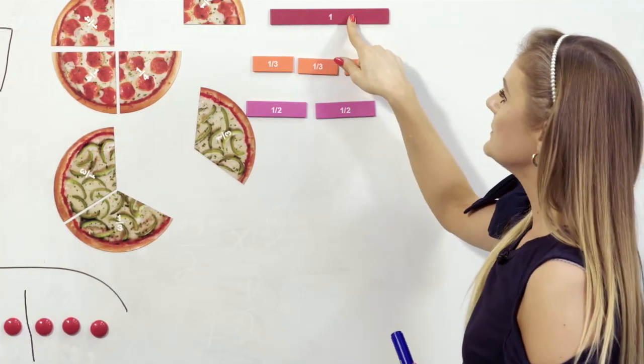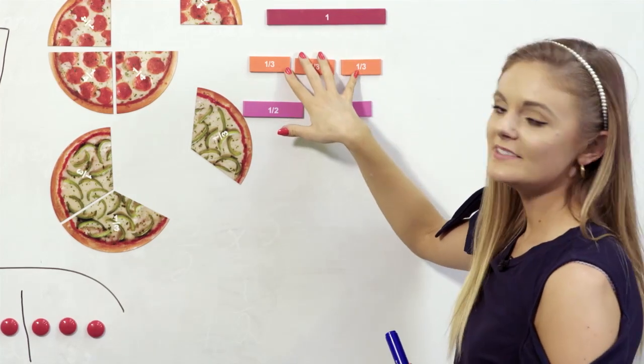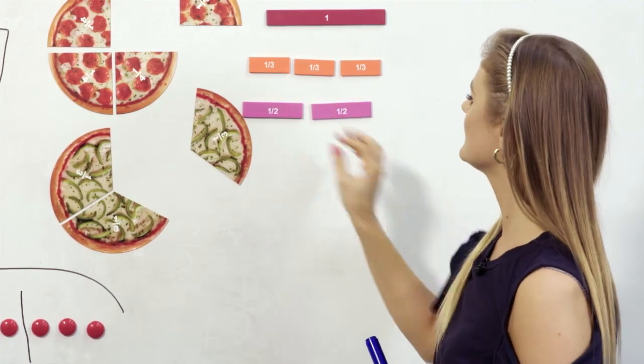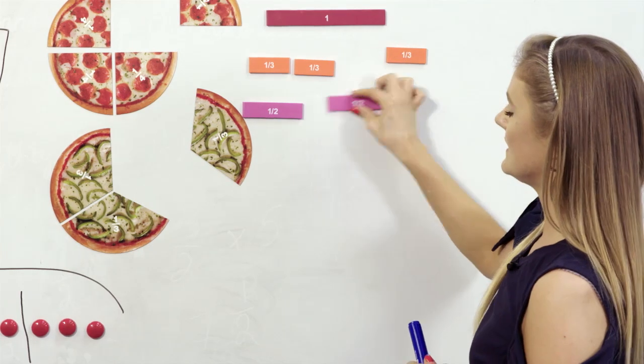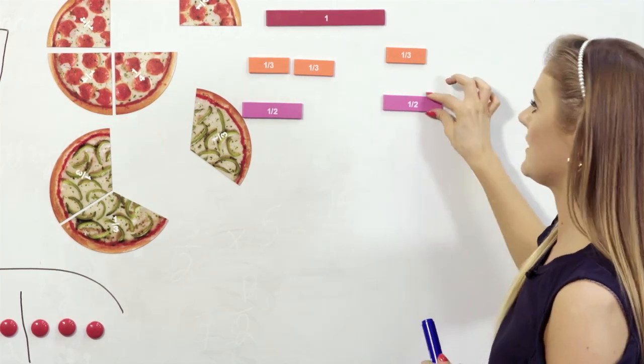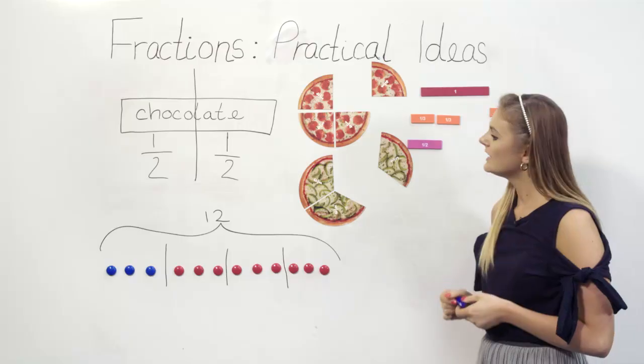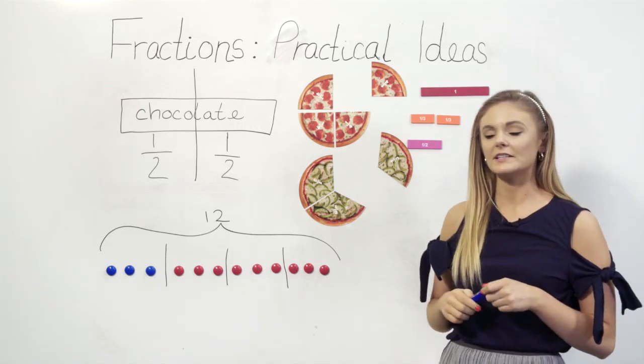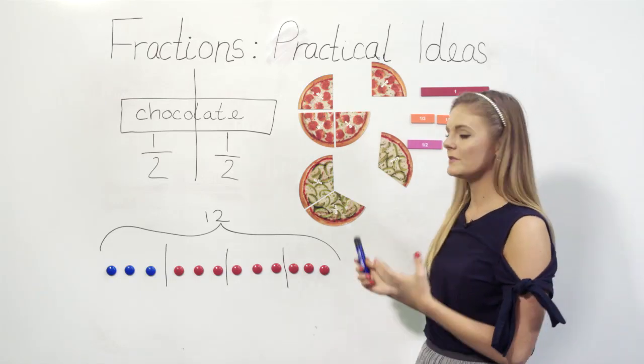Another way of comparing fractions using these resources is fraction strips. So here I've got a whole, and then I've got 3/3, and then I have 2 halves. Now if you just take away the third and the half, it's very clear to see that a half is greater than 1/3.